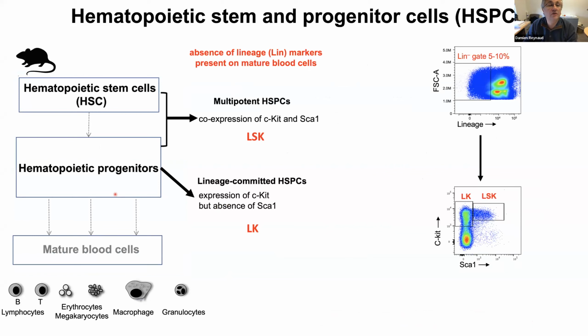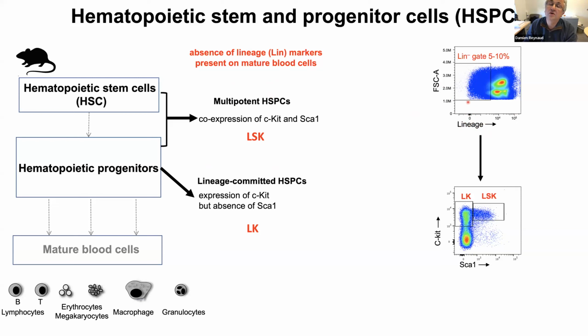Classically, all these HSPC are characterized by the absence of lineage markers, which are normally present on mature blood cells. As indicated here, when you analyze the bone marrow with a cocktail of antibodies directed against these lineage markers, you have a large portion of the bone marrow which is positive, and a tiny portion of the population, 5 to 10%, which is lineage negative, and this is where the HSPC reside.